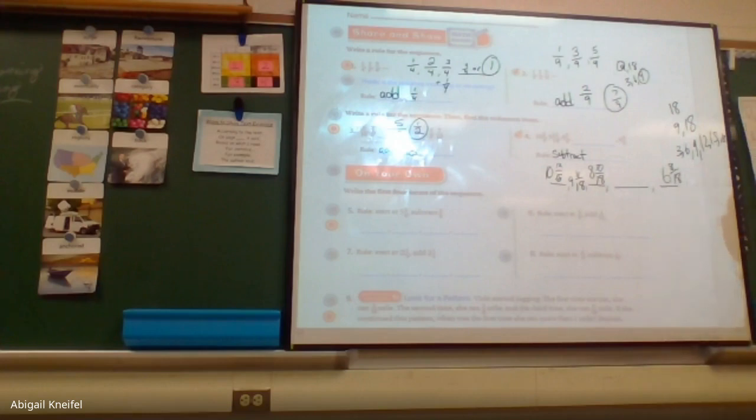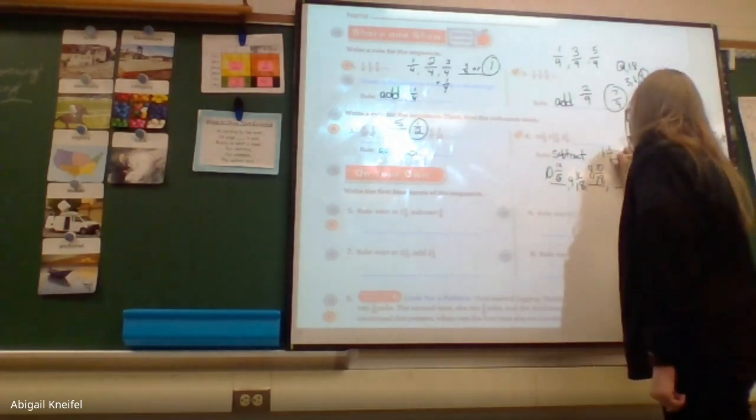Now how do I find out what my rule is? We know we're subtracting, but how do I know what my rule is? Ethan? Subtract 8 and 18 from 9 and 11. Yeah, I just have to pick two numbers and subtract them. 12 minus 11 is 1. My denominator 18 stays the same. 10 minus 9 is 1. So each time I am subtracting 1 and 1/18.